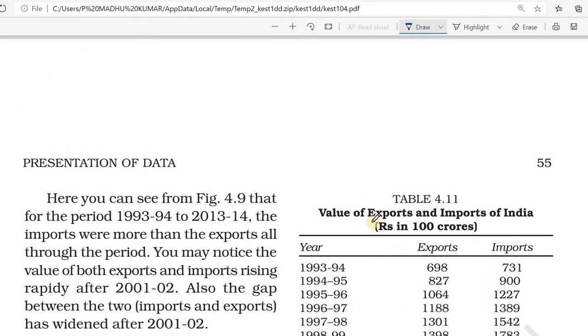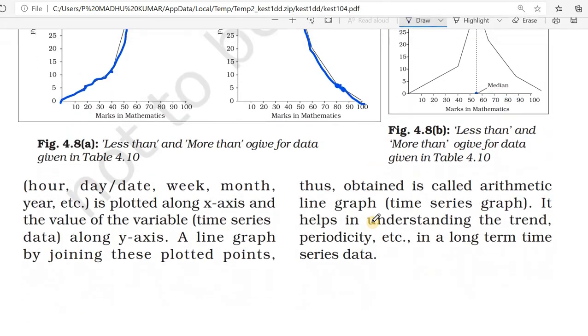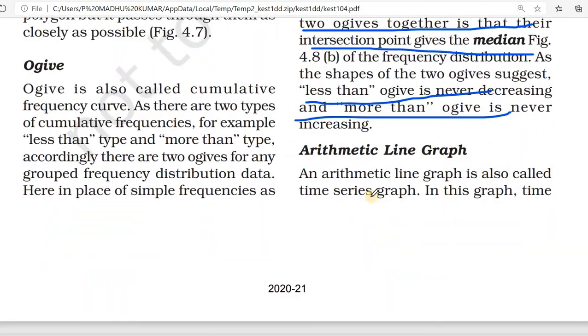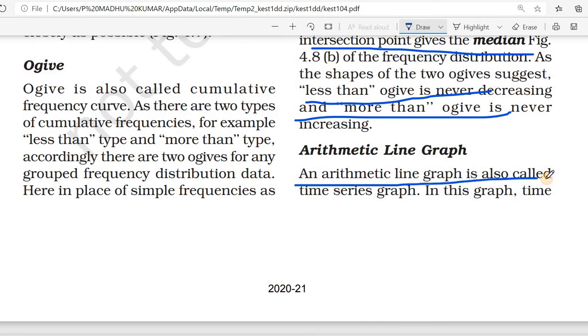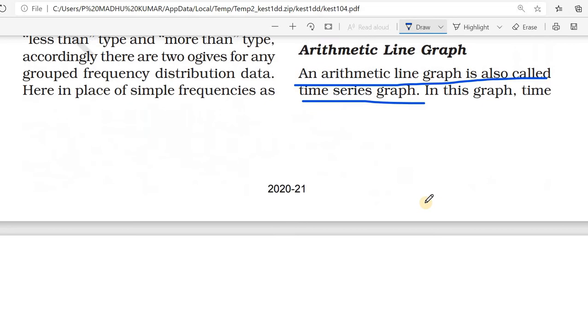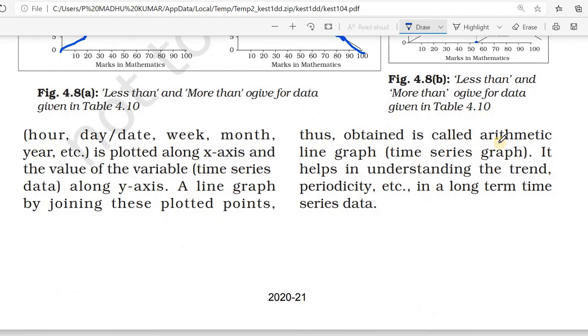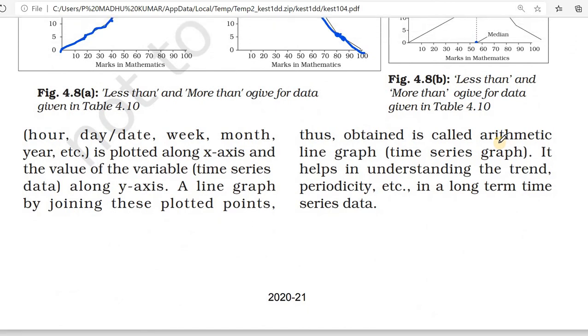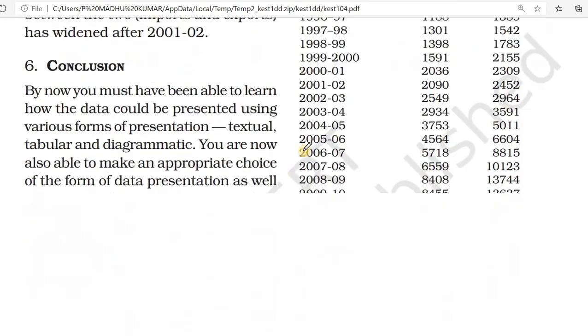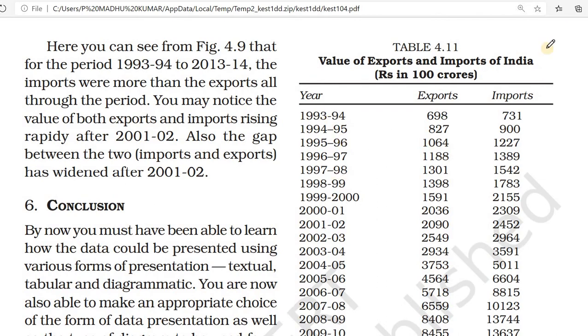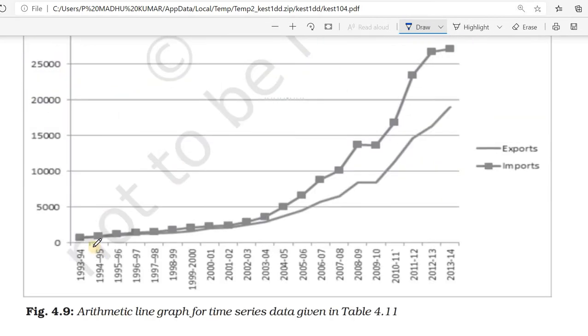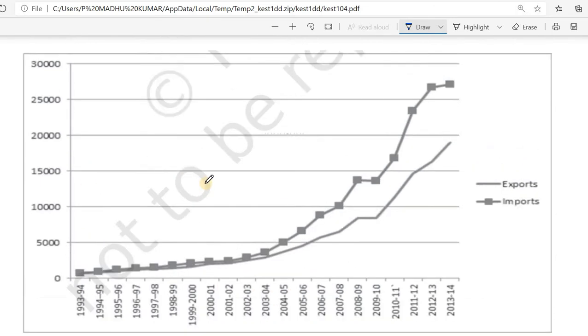Next one is the arithmetic line graph. What is an arithmetic line graph? It is a time series graph. In this graph, time, hour, date, week, month, etc. is plotted along the x-axis and the values of the variable are on the y-axis. You can see here a table with year, export, import. Year is on the x-axis and values are on the y-axis.